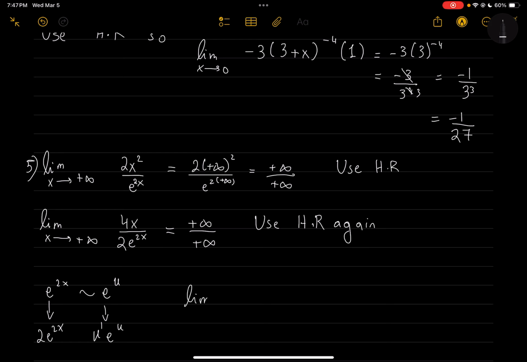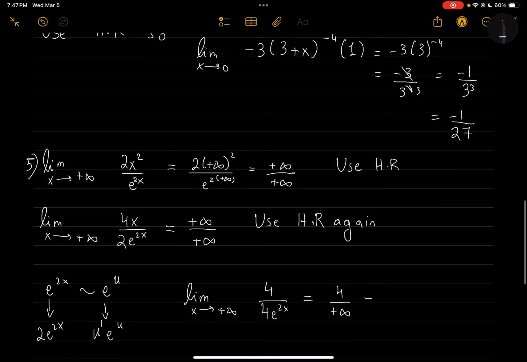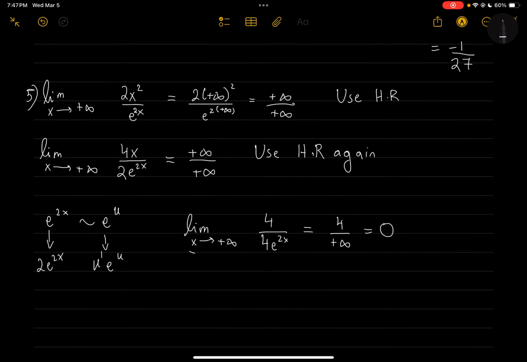So you're going to get limit as x is going to positive infinity 4 over, this is going to be 4e to the power of 2x. Now if you replace x with plus infinity, you're going to get 4 over plus infinity. Even if you don't simplify, it's going to give you the same exact answer. Any number over infinity is going to be 0. Now in this case, just as extra information, because x is going to infinity and the answer is a number, this means that y equals 0 is a horizontal asymptote.